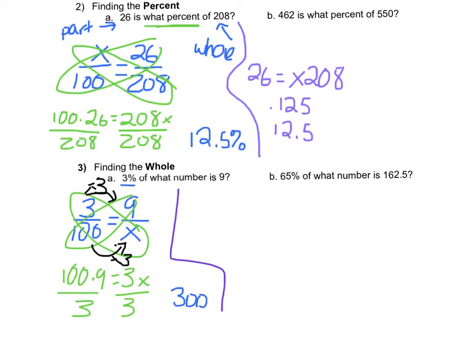Now again, if you prefer your decimal method, we're saying 3% of a number, so 0.03 times some number, equals 9. And when we solve this, we also get 300.